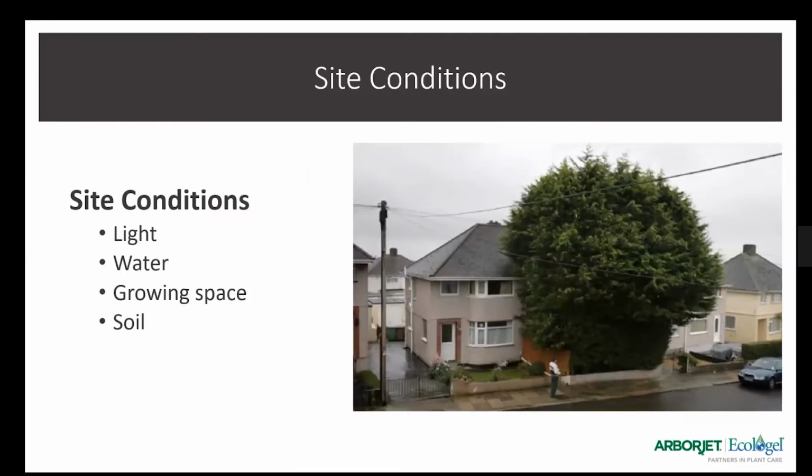We've got a lot of things to consider in that right tree, right place. We've got light, water, growing space, and soil. When considering trees, there's phototropic trees and there's geotropic trees. Phototropic is a tree's want to grow towards the sun, where geotropic is a tree's want to grow up. And there's going to be different responses.